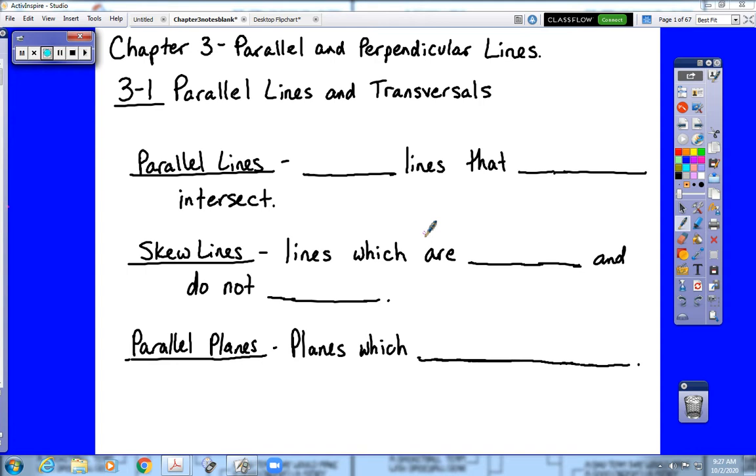So we start off as we always do. We're going to front load some vocabulary. Here we have 3 vocabulary words that we're going to put in place. 2 of them are based on a word that you should already know, parallel. The third is a new term.